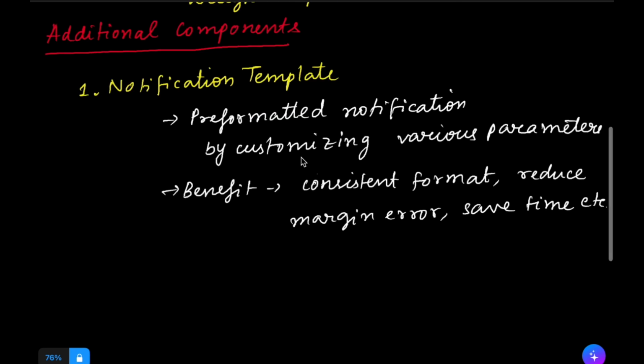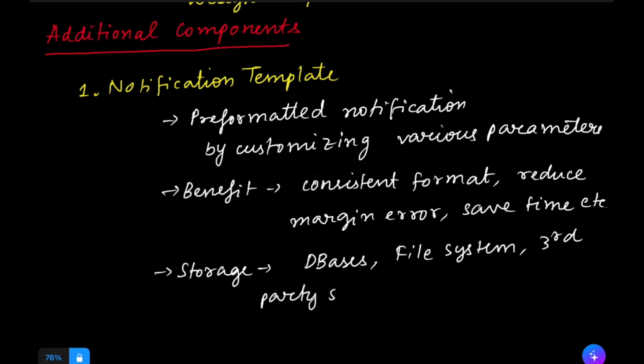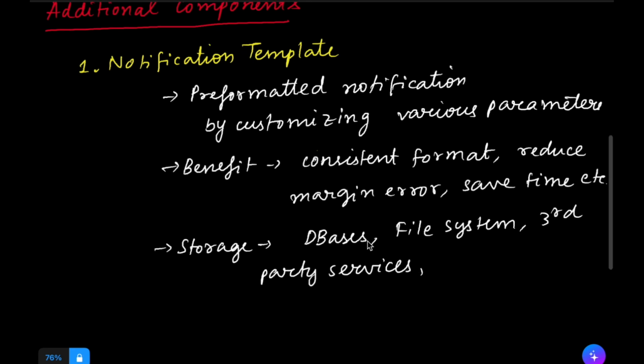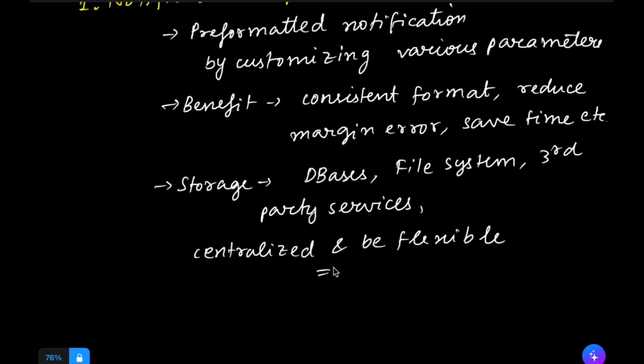And how can we store this notification template? Briefly, it can be stored in a unified or central database, or in file systems, or we can also use third-party services or platforms for notification templates. Just remember that these notification templates should be centralized and be flexible to ensure consistency.